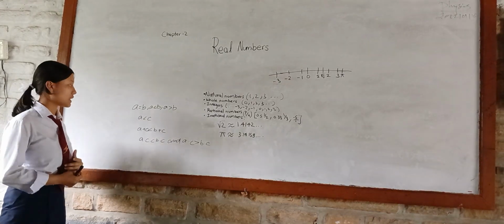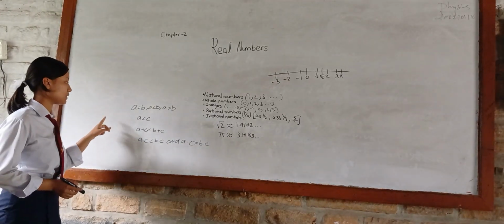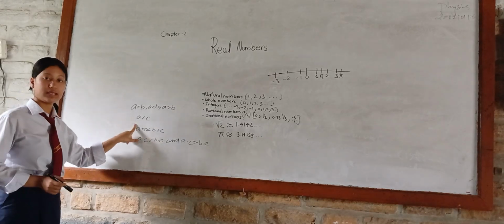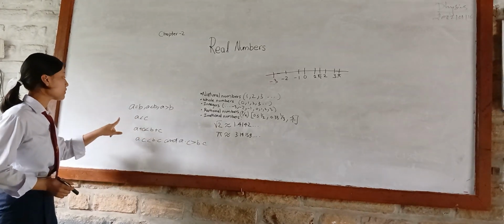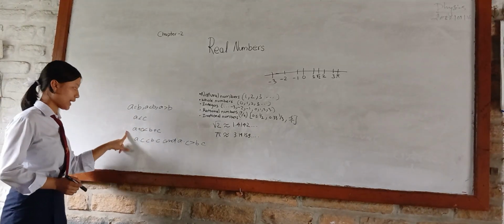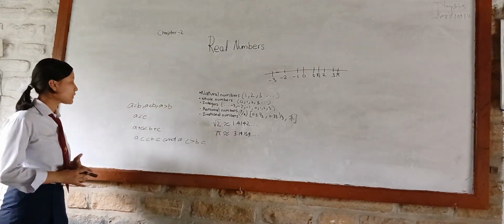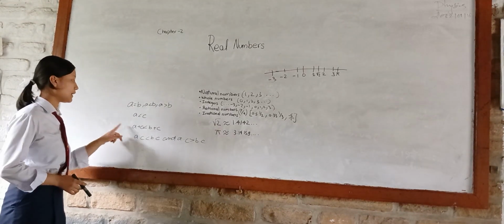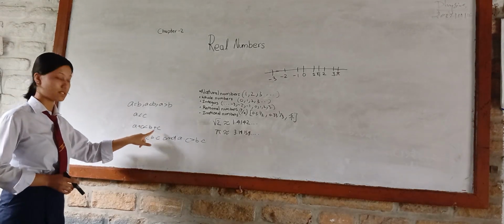The next law is the transitive law. This law implies that if a is smaller than b and b is smaller than c, then a is also smaller than c. The next law is the additive law. In this law, if a is smaller than b and c is any real number, then a plus c is smaller than b plus c.